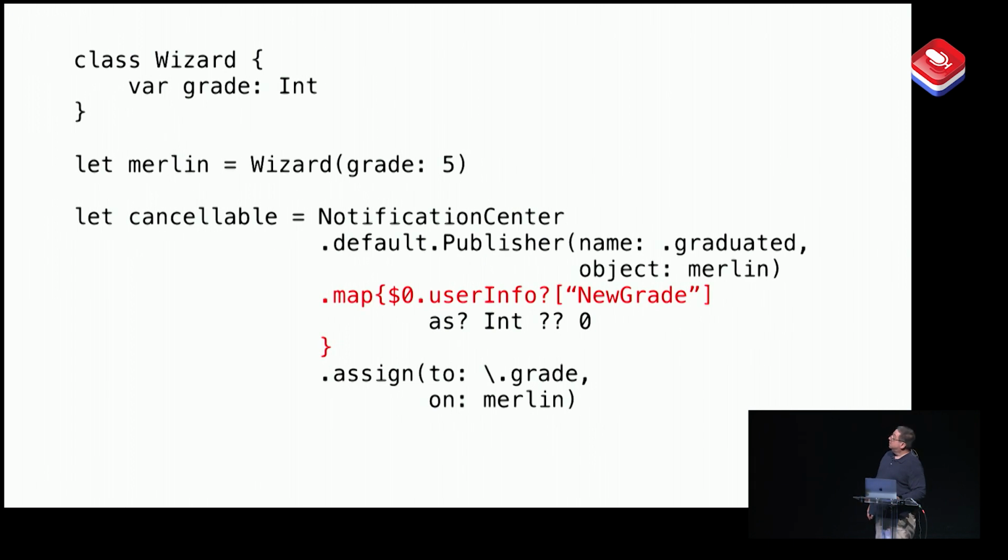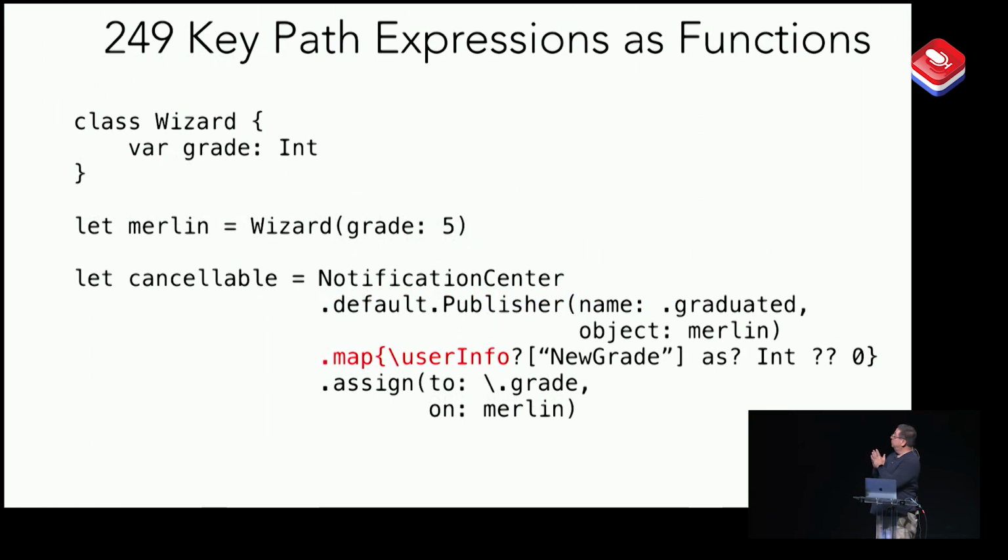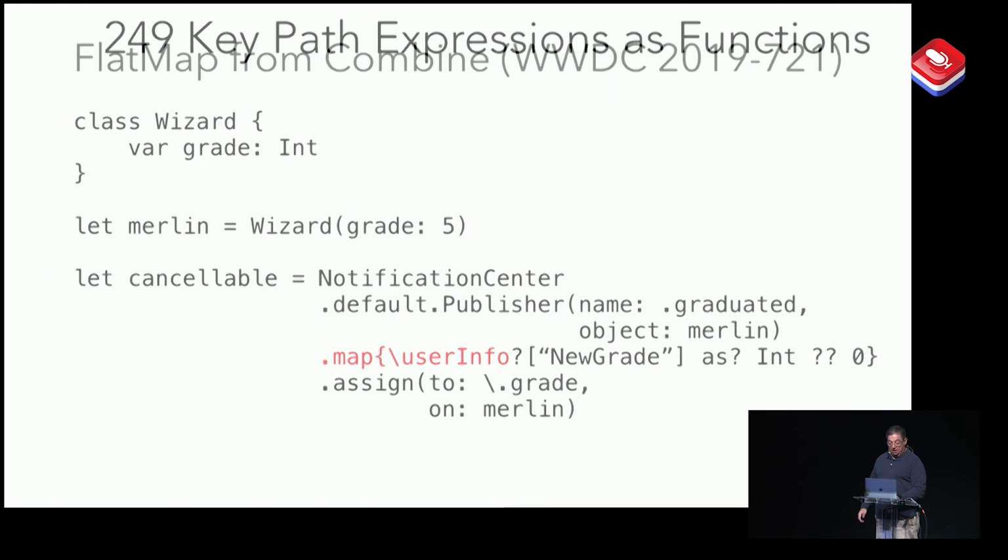Okay? Now, if you like $zeros, you can use this. If you want your code not to compile, you can do this. It's coming. This is key path expressions as functions. It's very readable. It's coming soon. It's just not in and shipping yet.